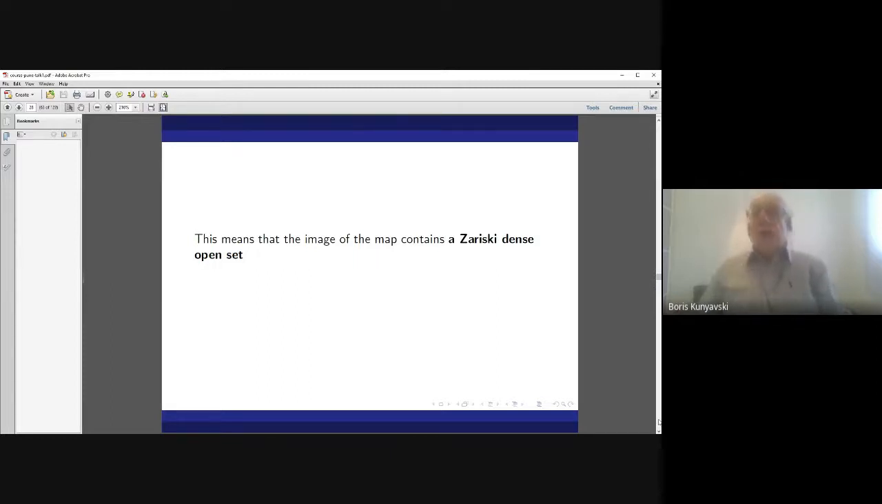How can one translate this into naive language? This means exactly what we wanted: for a typical right-hand side, the word equation is solvable, because Zariski dense is something big for algebraic geometers. So if you pick your panda from some open set, which is Zariski dense, then typically you can say that your word equation is solvable.